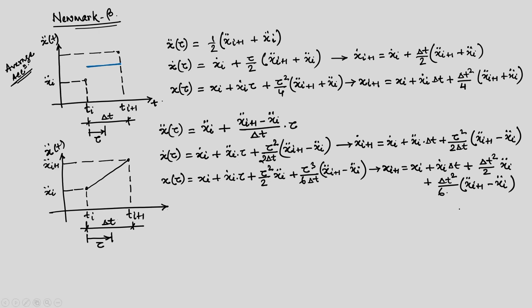So, up to this point it is fine. You can easily sense what next we want to do. We will satisfy the equilibrium equation at I plus 1th point, and then we will put these expressions. Our job will be done. So, then we have to see what are the unknowns. We will see that in a minute, and then we will find out the response.